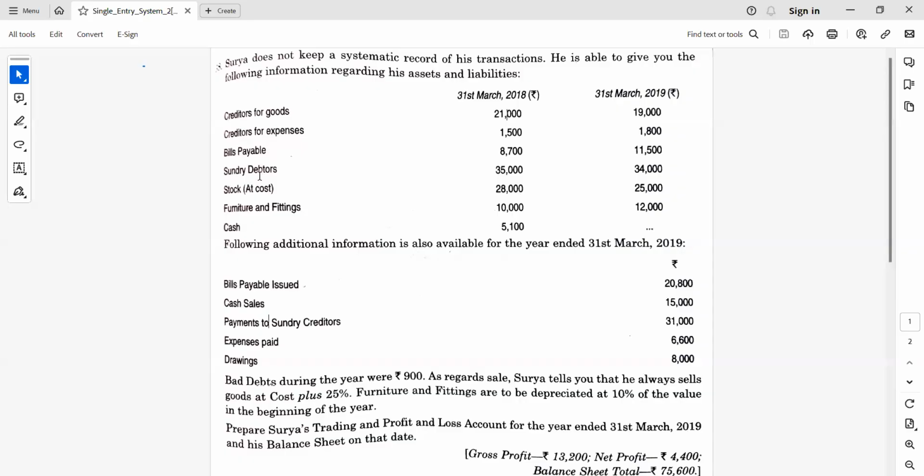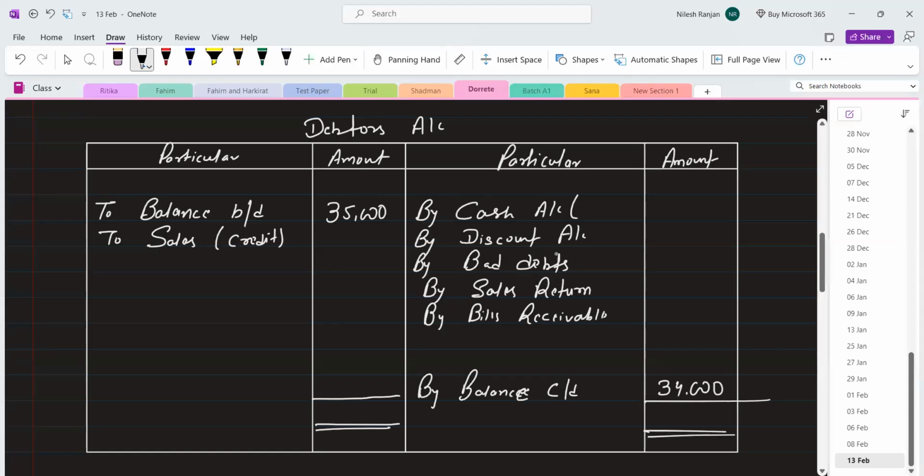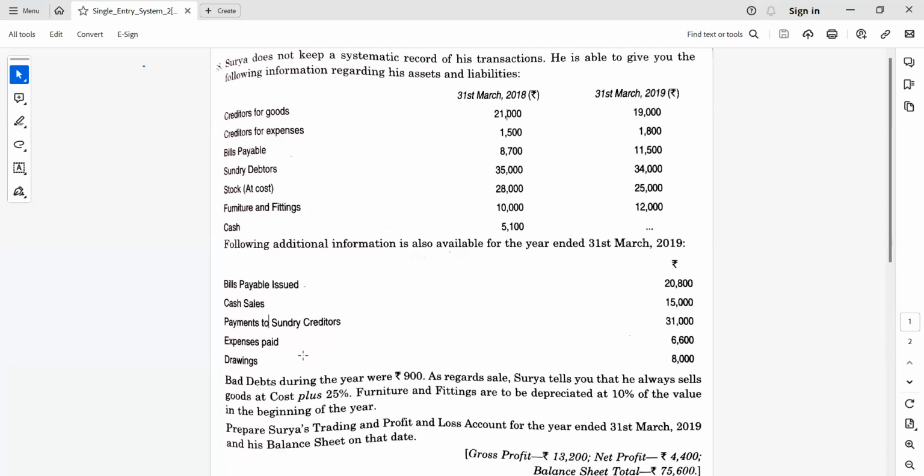Now, after debtors, there is only bad debts. Bad debts is 900 and cash received from debtors. Cash received is not given. How is this possible? There is one piece of information missing. Okay, no problem.